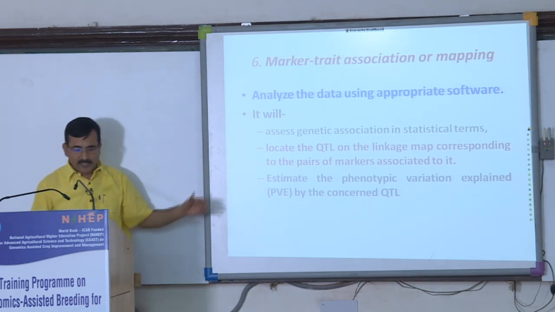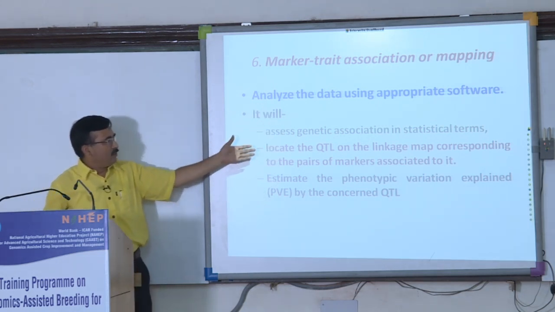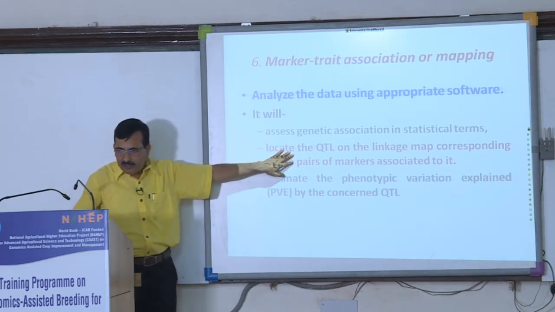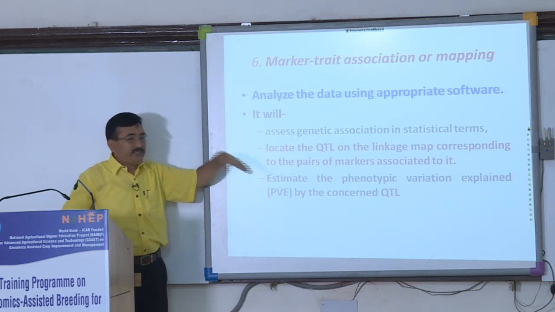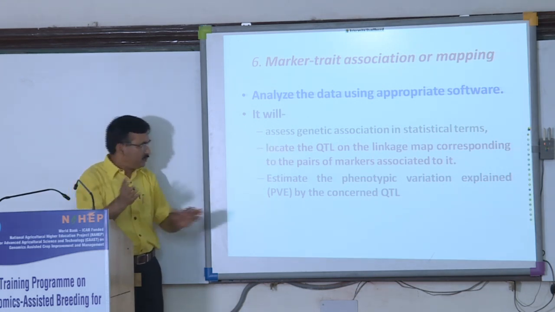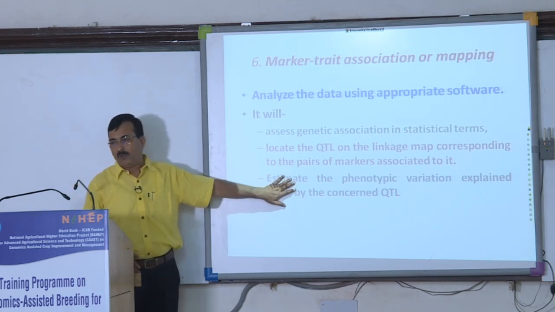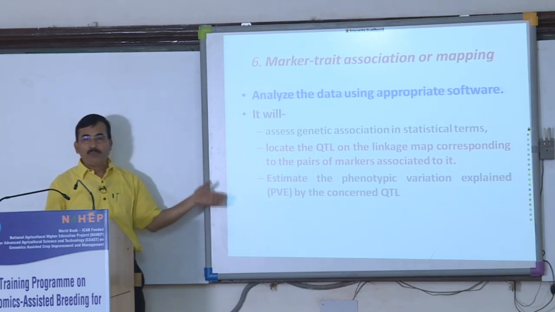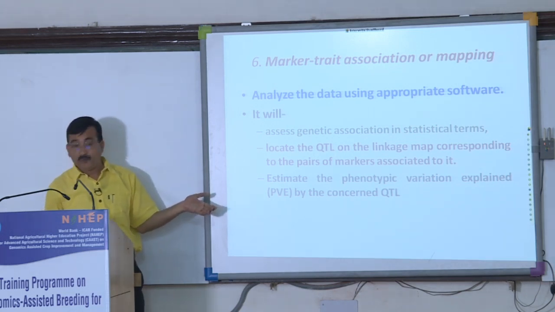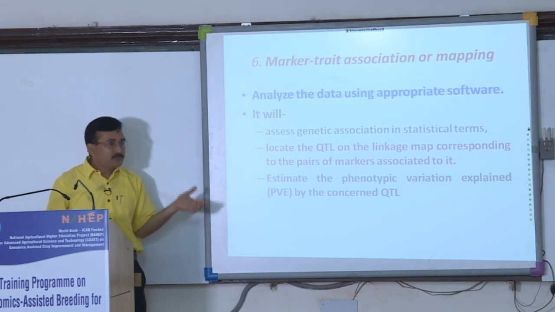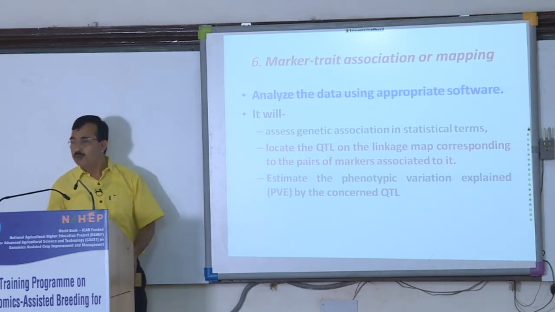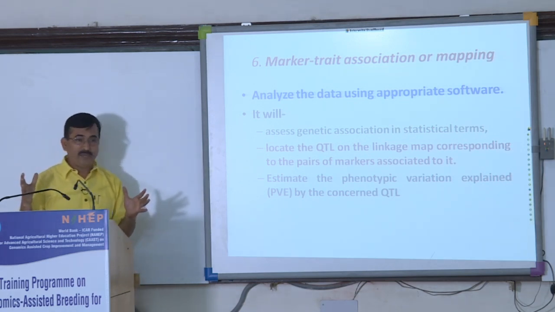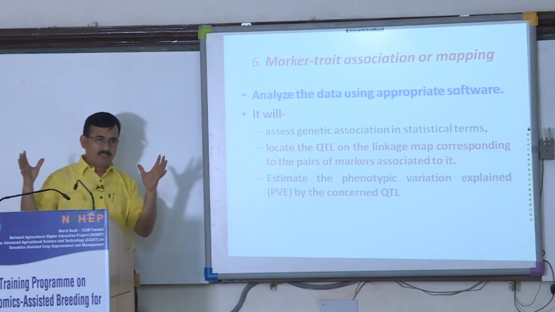All right. And during that, what you will get? You will get the genetic association. You can locate the QTL where it is, okay, with respect to that marker and the chromosome number. And also this information is important for us. That is your PVE, phenotypic variation explained by that particular QTL. As you said, my character is controlled by many genes. Say for example, 20.